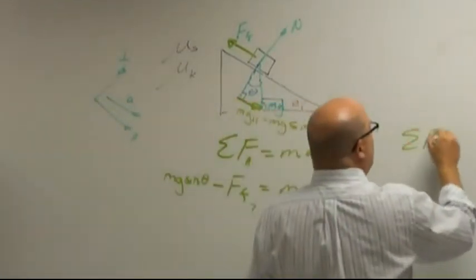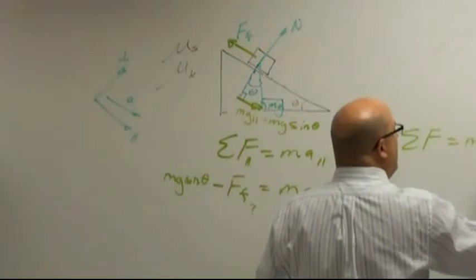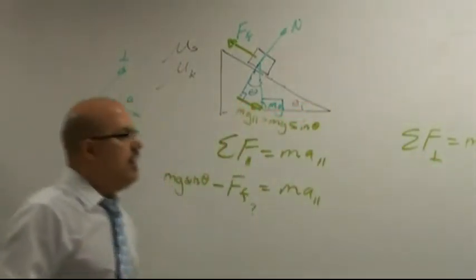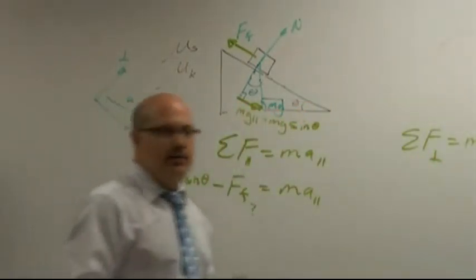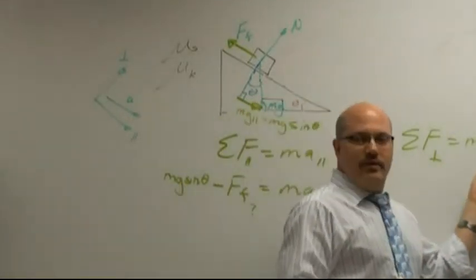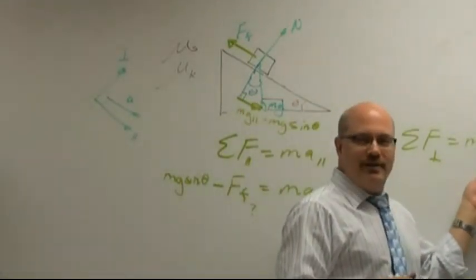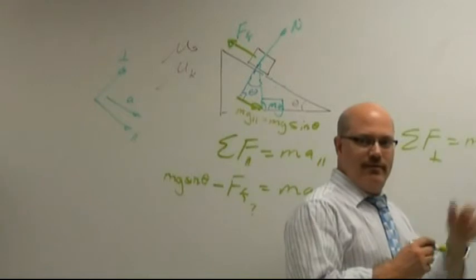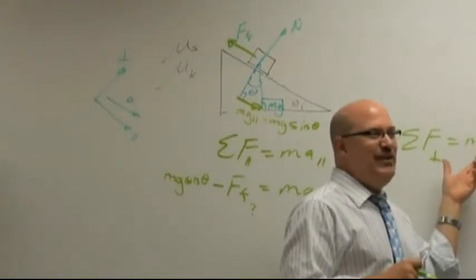Okay, the sum of the forces equals ma in the perpendicular to the plane direction. Why do you draw it like that? It's the way you do it. Why can't we do x and y? x and y is for babies. We are babies. You're physics babies.